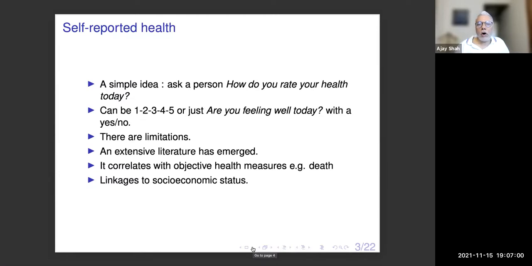So all over the world, an extensive literature has emerged where people are using the self-reported health measure. As an example, we know from papers outside India that it actually correlates nicely with an objective health measure, which is death. That is, the people who report that they're not feeling well are more likely to die. It has many interesting connections to socioeconomic status in the published literature, and I'm going to show you more along these lines. Could we go to the next slide?